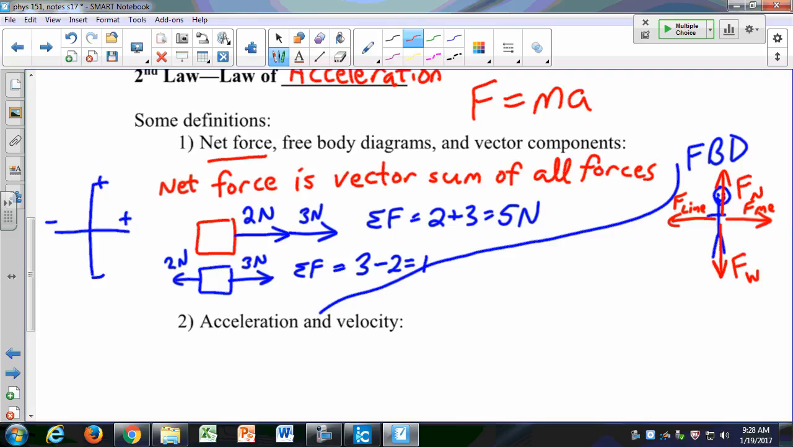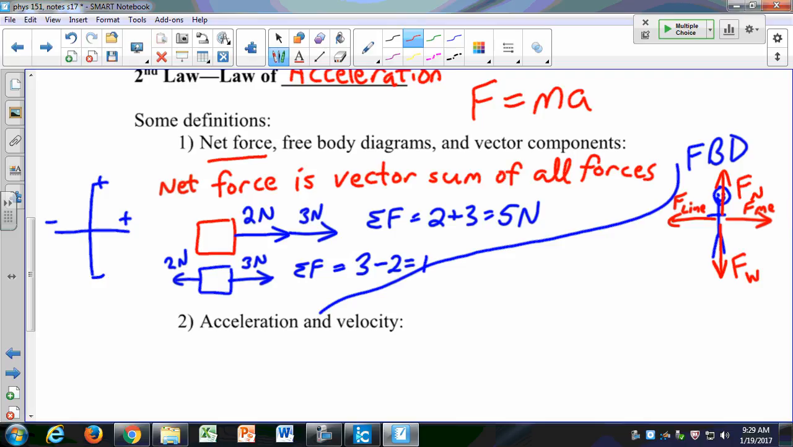And then I also want to talk a little bit about vector components, and we'll get to this. We're not going to treat vectors mathematically very much any more than this, where we just have 2 vectors that are in opposite directions or in the same direction. You've got to know trig, and it's kind of complicated, and we're not going to do any of that. But I do want you to understand the idea of vector components.